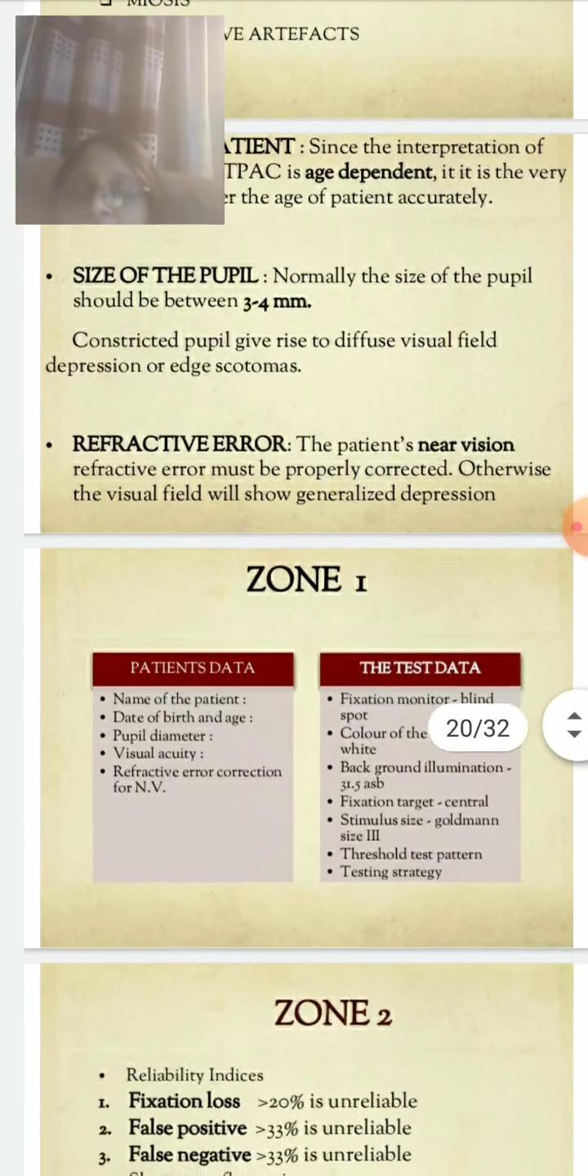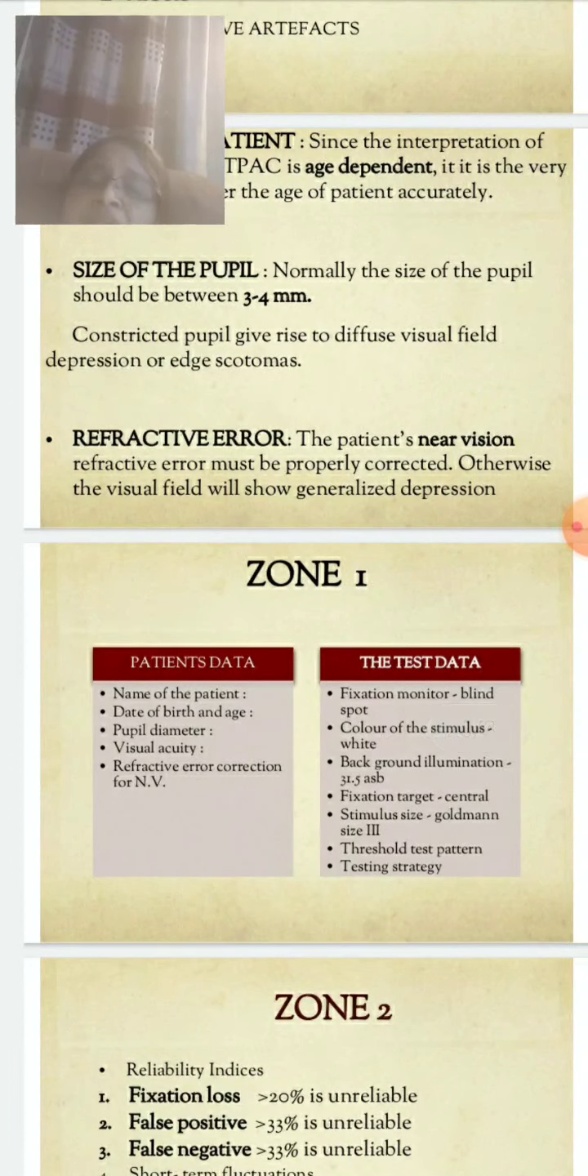In a visual field printout, we have nearly 10 zones. Zone 1 is mainly the name of the patient, the date, the age, birth date, pupil diameter, and visual acuity. These are all required for the patient data. And the test data are the fixation target, that is, where is the fixation? That is the blind spot. Normally the fixation target is the blind spot.